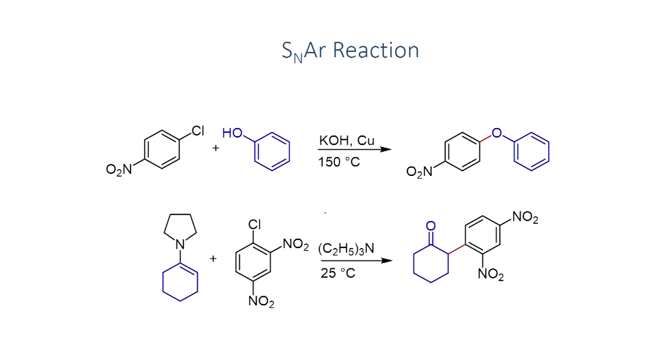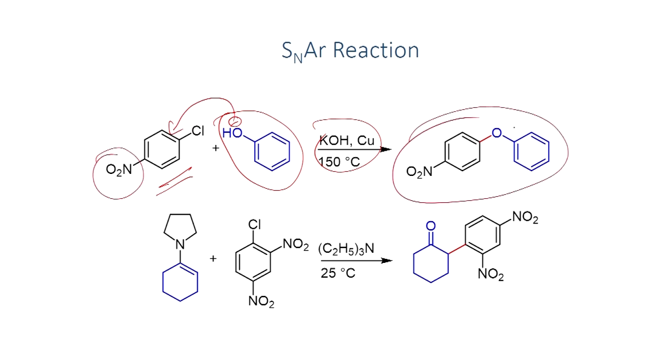Here are some more examples. This first one involves again the 4-chloronitrobenzene, which can be readily reacted with phenol. Here in the presence of base, you can generate this phenoxide, which acts as a nucleophile, which can undergo substitution. You have the nitro group at para position, and you can get this ether as the product.